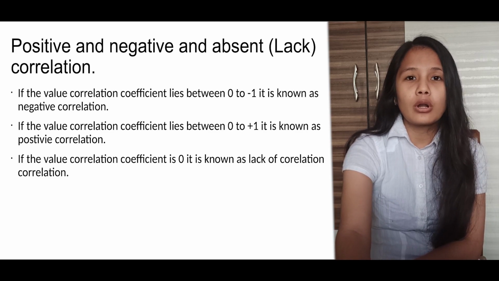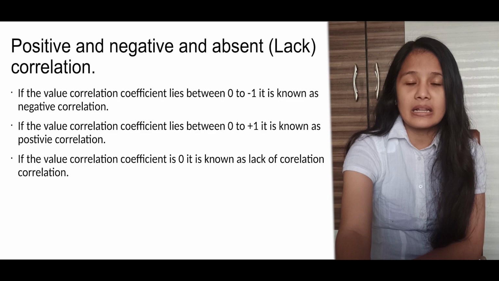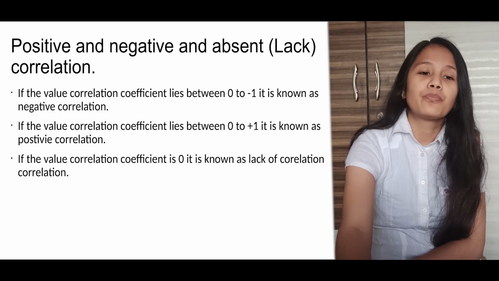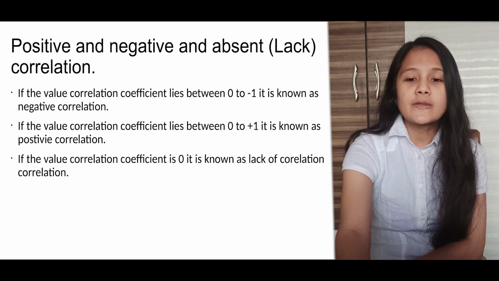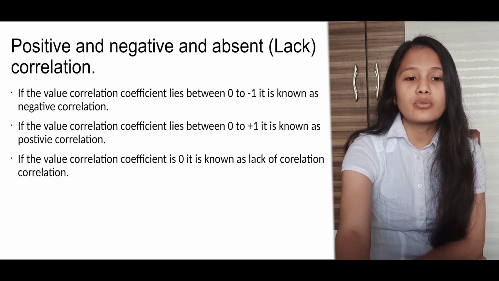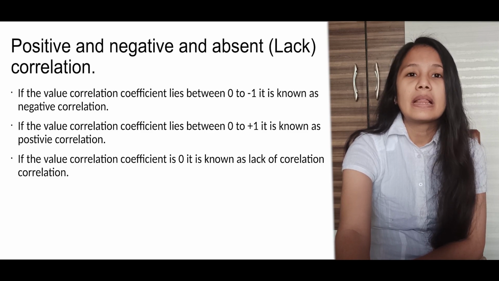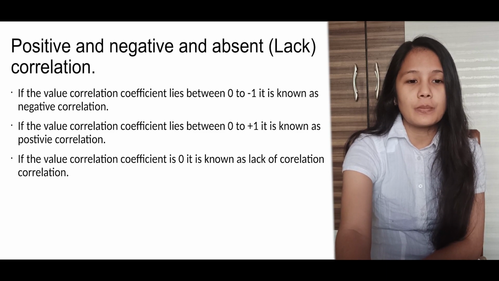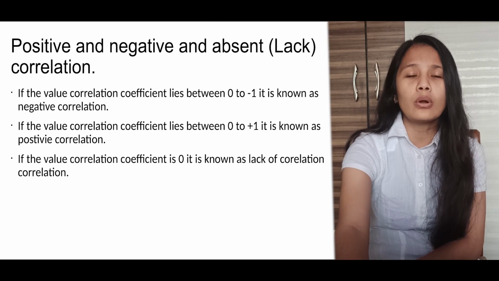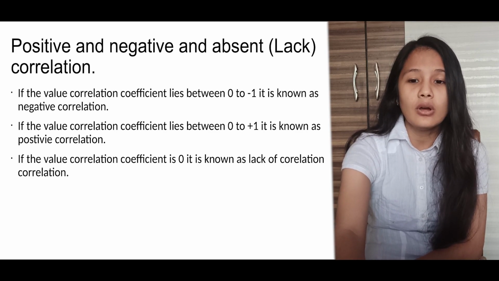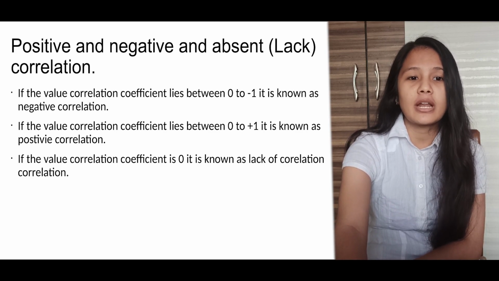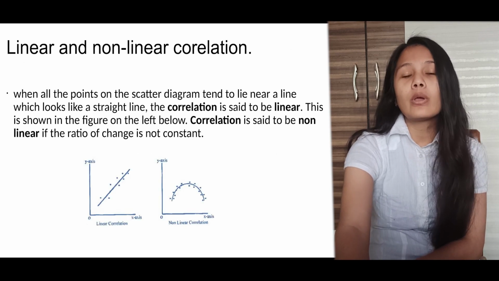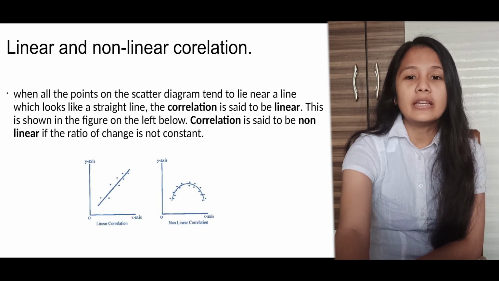If the value of the correlation coefficient lies between 0 to -1, it is known as negative correlation. That is, the value is less than 0. If the value of correlation lies between 0 to +1, it is known as positive correlation. That is, if the value is more than 0, then it is positive correlation. If the value of correlation is only 0, means exact 0, it is known as lack of correlation or absent correlation. Now we are going to talk about linear and non-linear correlation.